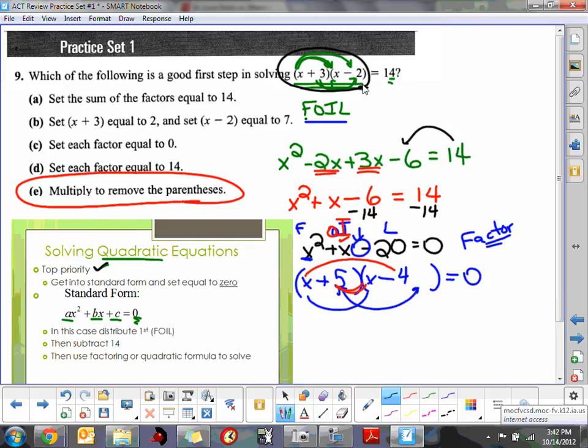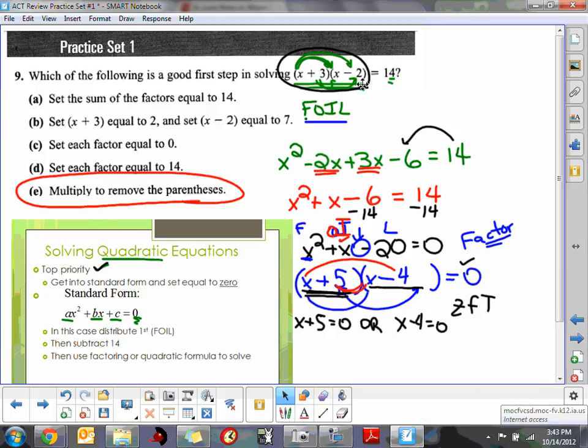I want to utilize the zero factor theorem, which basically says you've got one number here, x plus 5, multiplied by a second number here, x minus 4, that equals 0. So the only way that we get an answer of 0 when we multiply together is for one of these two numbers to equal 0. So I know that x plus 5 equals 0, or x minus 4 equals 0, or it could be that they both equal 0. If we solve this for x, then x is equal to negative 5, or our other option would be x equals 4. And our final solutions, had they wanted them, would have been negative 5 and 4.